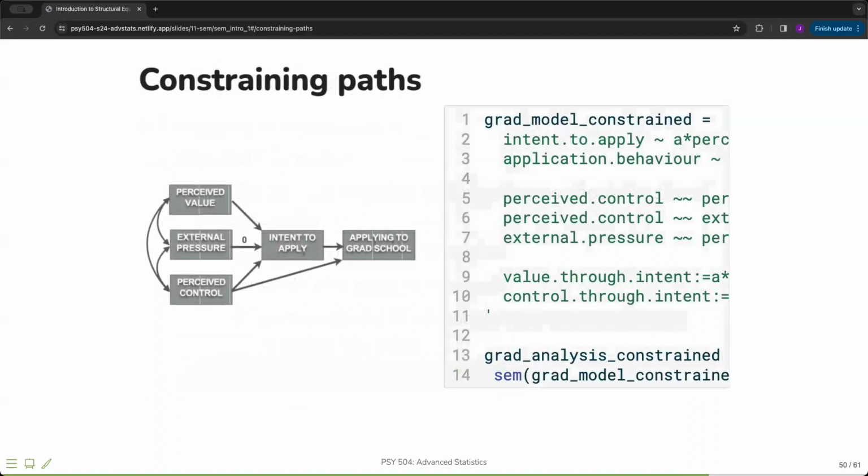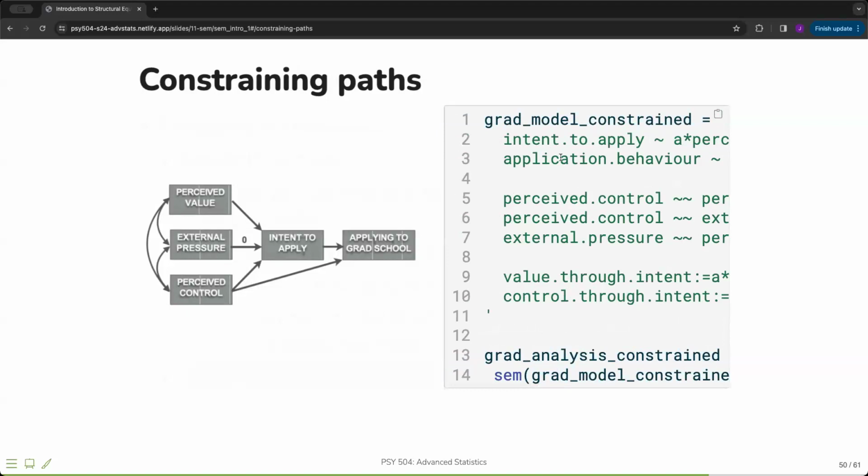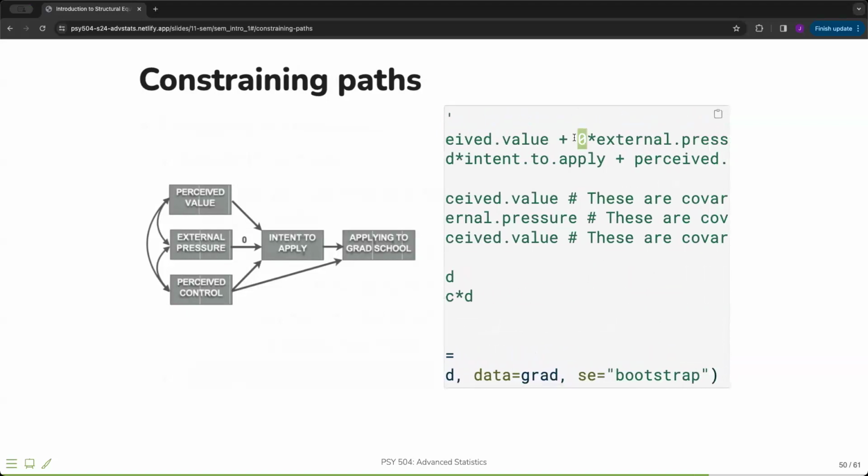So using our original model, what we can do is constrain one of the paths in our model to be 0. What I'm stating here is that the relationship between external pressure and intentions to apply is 0. I'm saying that that path doesn't have any relationship on intentions to apply, and we don't need it in the model. What I'm highlighting here is how we can do that. Basically, we're just using the main model syntax that we fit before, and I can specify, just using 0 here and the asterisk symbol, that that path be 0. So by putting 0 here, I'm saying that that path is not important, or that path is zero essentially.